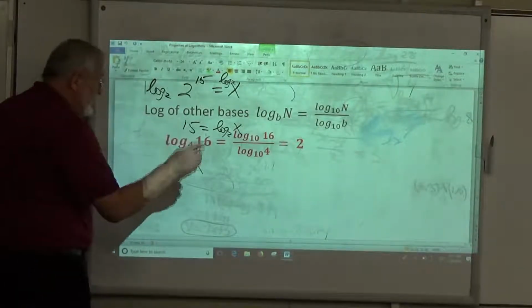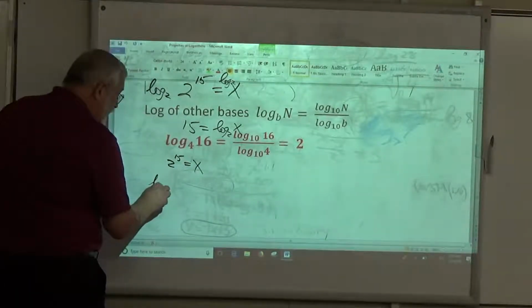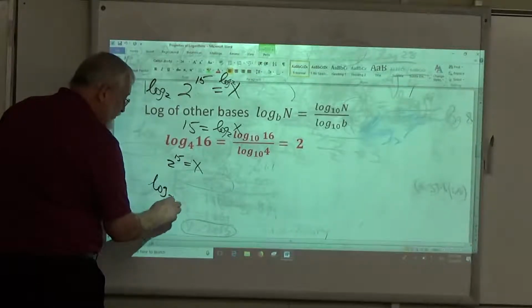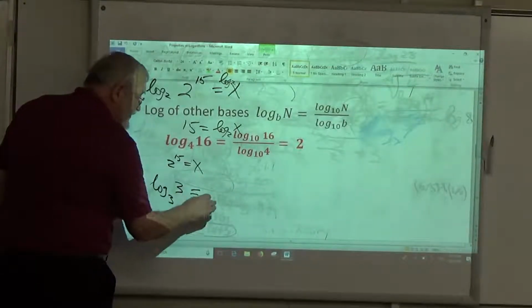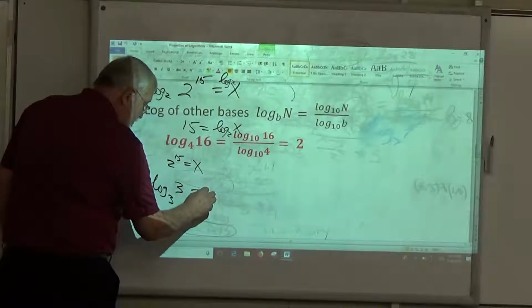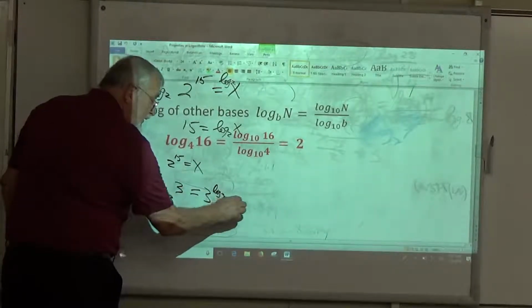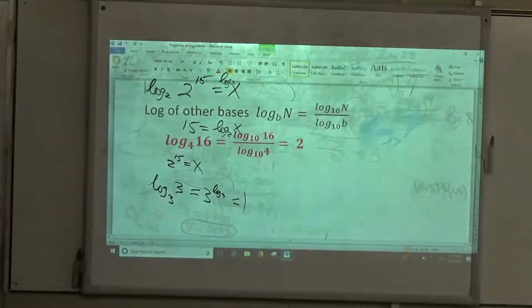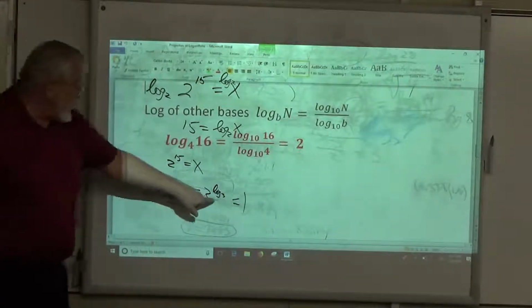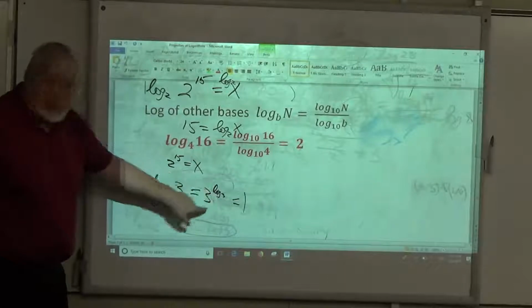And then the last thing that the book says is that the log base 3 of 3 is the same as 3 log of 3. And they both equal 1. All right, the last 2 problems in the textbook change these 2 things around.